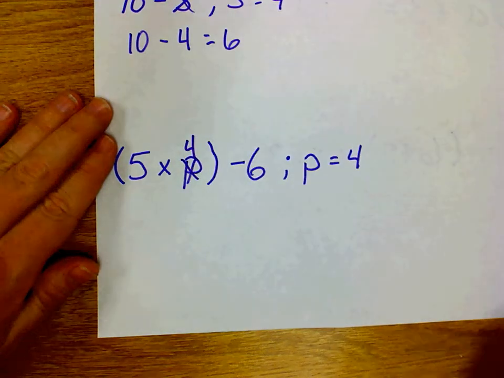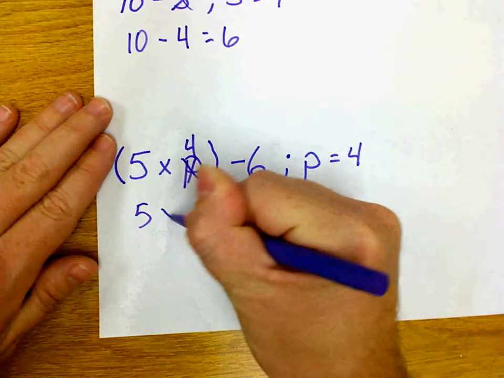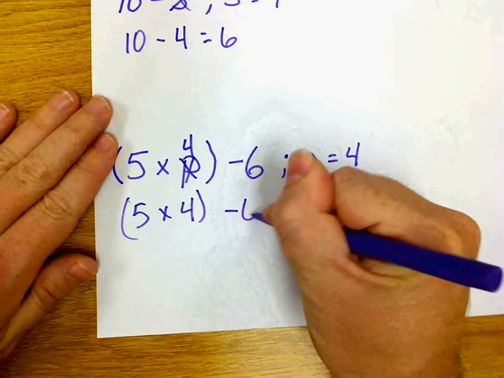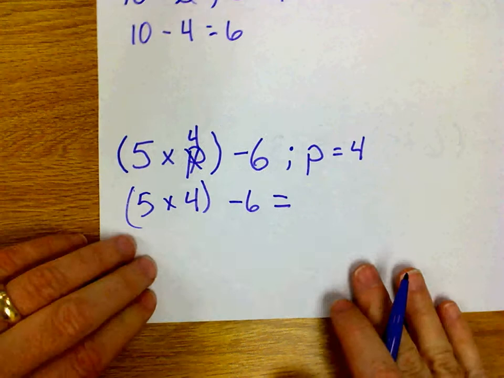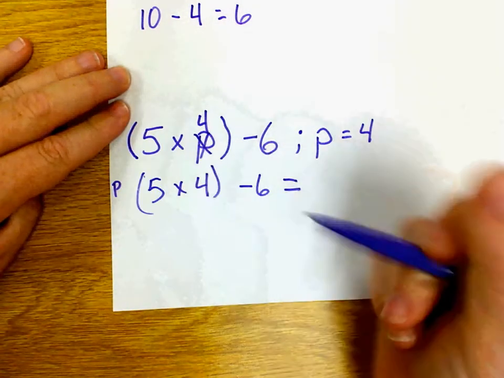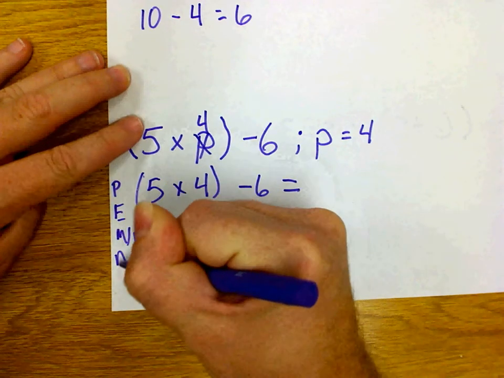Okay, but what I really want to do is write it down below it. 5 times 4, put it in parentheses, minus 6, and then evaluate it. It means equals, it means solve it. All right, now we actually have to do our order of operations. Remember, please excuse my dear Aunt Sally, left to right.